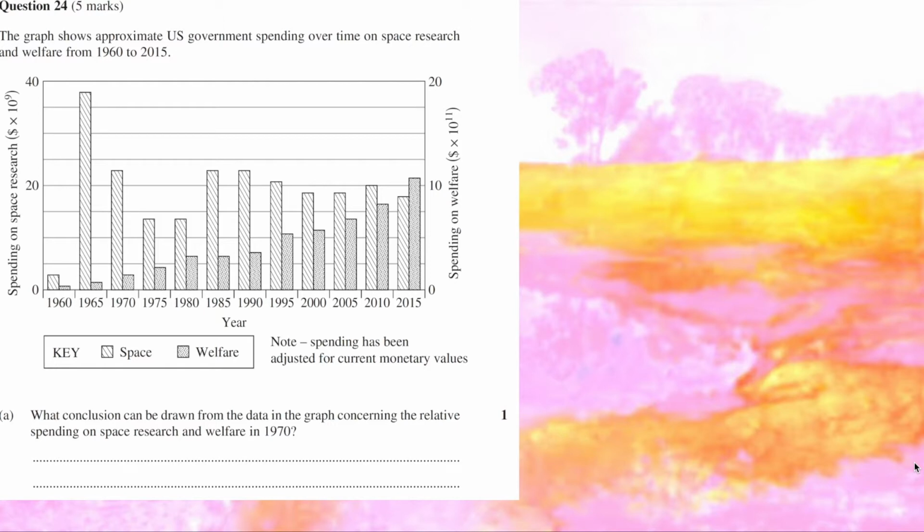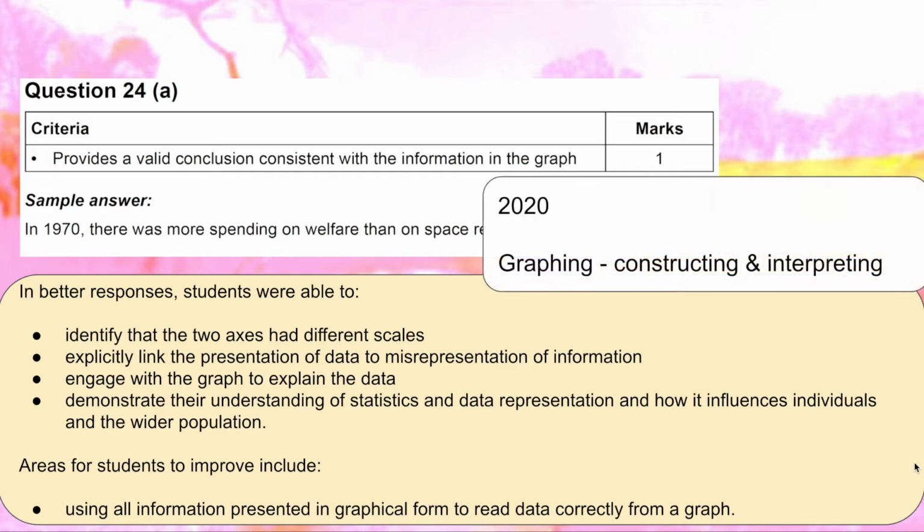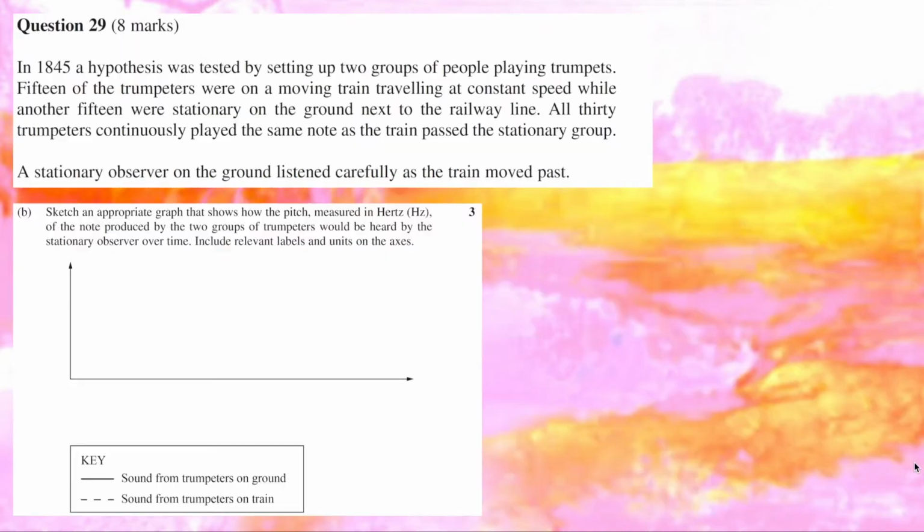The left-hand side is dollars times 10 to the 9, and on the right it's welfare spending at 10 to the 11. That is really important to identify, because even though it looks quite easy from that part of the graph, there's more spending on welfare than space research. A lot of students didn't identify that there were different scales. So it's really important to look at even small details like the values of the different graphing scales on the left and the right-hand side. And again, this is constructing and interpreting.